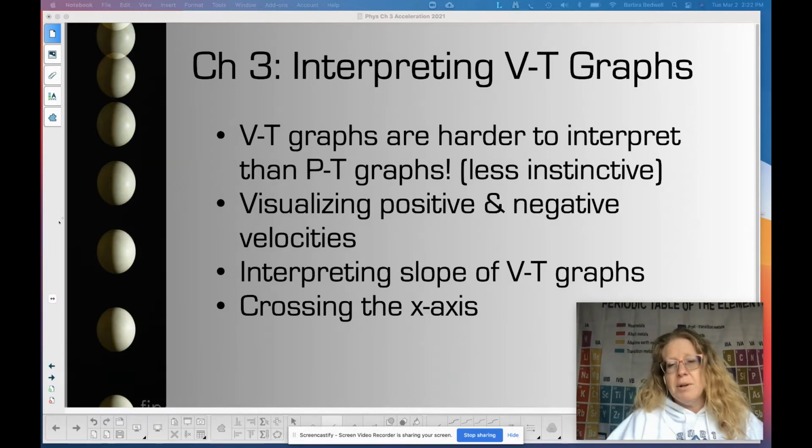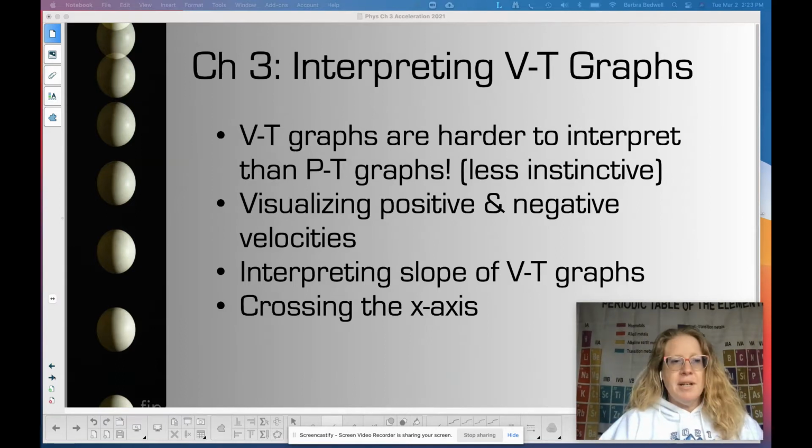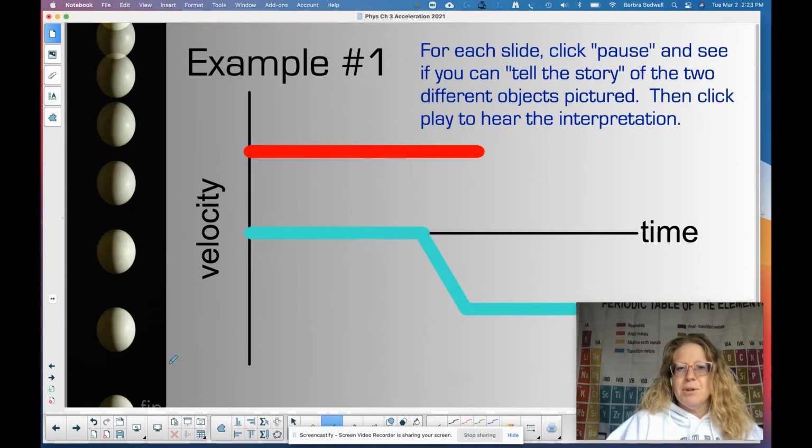A couple of things we're going to take a look at in here: what it means to have positive and negative velocities, and what the slope actually means on VT graphs versus what it meant in a position time graph. And finally, a really key thing is what it means when a line on one of these VT graphs crosses the x-axis, which is a really important landmark. If you can keep some of those things in mind as we go, that may help you wrap your brain around this. Like I said, these aren't that hard. They're just different than your brain is used to instinctively interpreting.